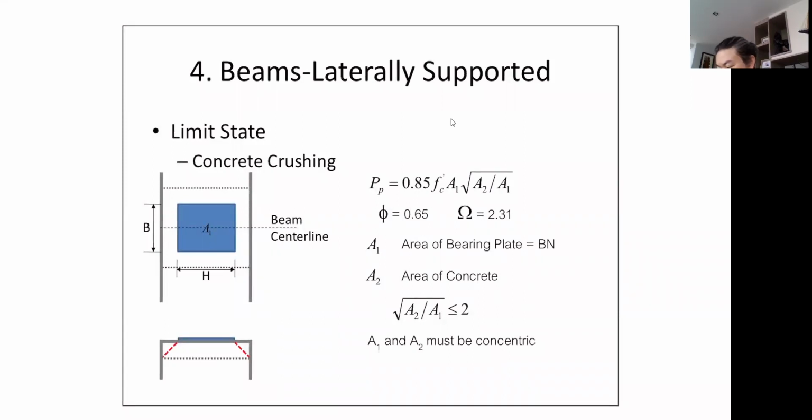So essentially, the strength of your concrete is 0.85 f'c multiplied by A1. And then this ratio, the square root of A2 over A1, just shows how much you can have for the area where the failure is actually going to occur. And the most that you can have is 2. Okay?